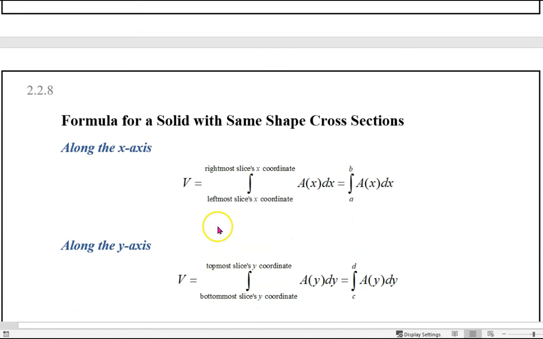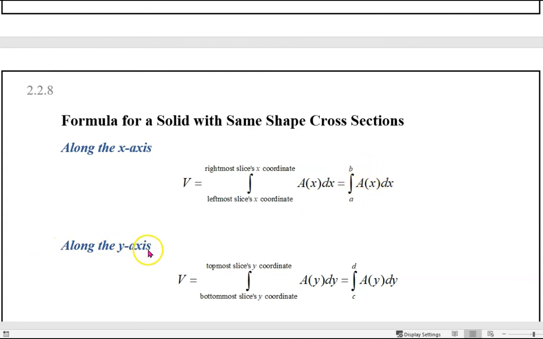That tells us that we have a definite integral. If we're going to be slicing along the x-axis, that means that we go from the leftmost slice's x-coordinate to the rightmost slice's x-coordinate, and the area of the particular cross-section multiplied by the differential dx gives us the integrand. This gives us the definite integral from a to b of the area function times the differential dx. Remember, the dx represents the height of the cylinder, and A(x) represents the area of the cross-section.